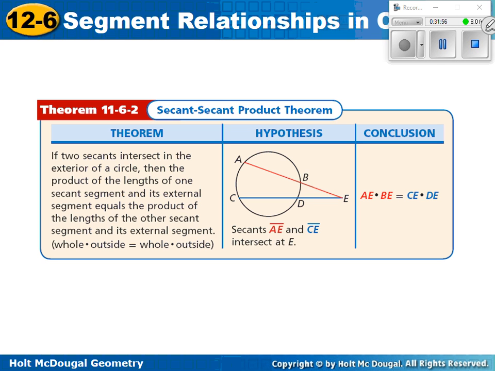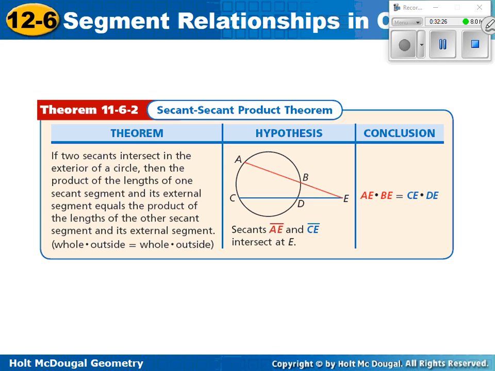Back up to here. Everybody look at this example. This catches people sometimes. If this is A, this is B, and this is C. Okay, what's the whole part here? A plus B. What's the outer part? B. That should equal, what's the whole part here? C. What's the outer part? C. So what's C times C?